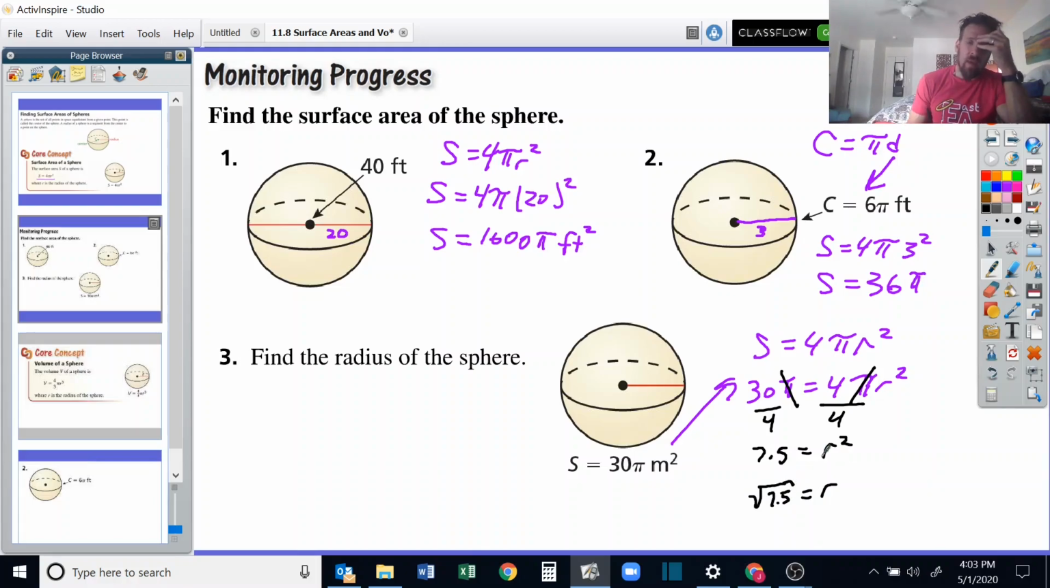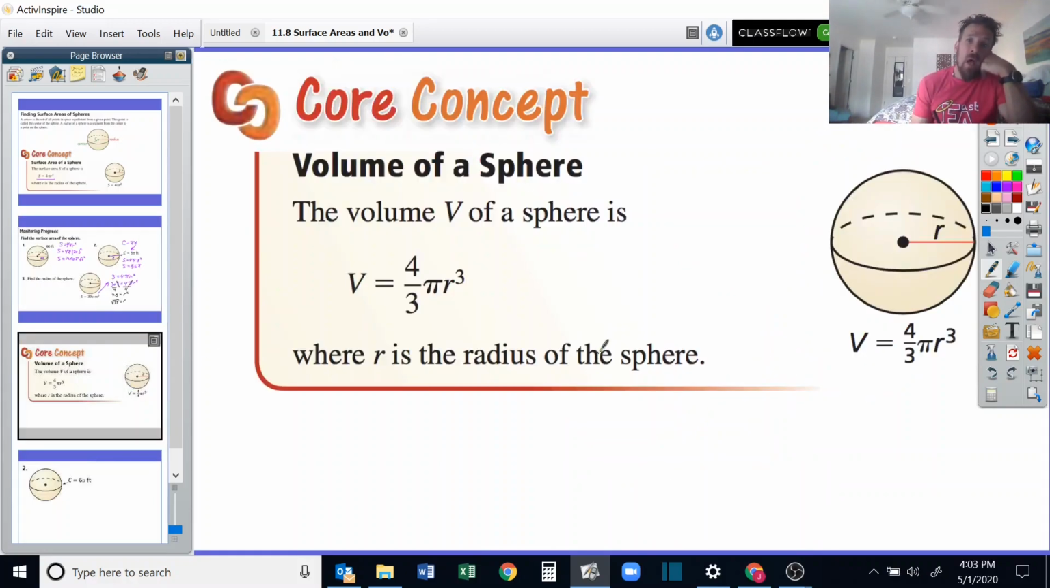And we could type that into a calculator and figure out what it is. I'm going to leave that to you guys to go ahead and get that decimal equivalent. That's not really that important to the lesson. The main thing I want you to see is that sometimes we have to solve backwards to find the radius as that missing piece. Now, when we're talking about spheres, the other thing that we oftentimes have to find out is the volume of a sphere.